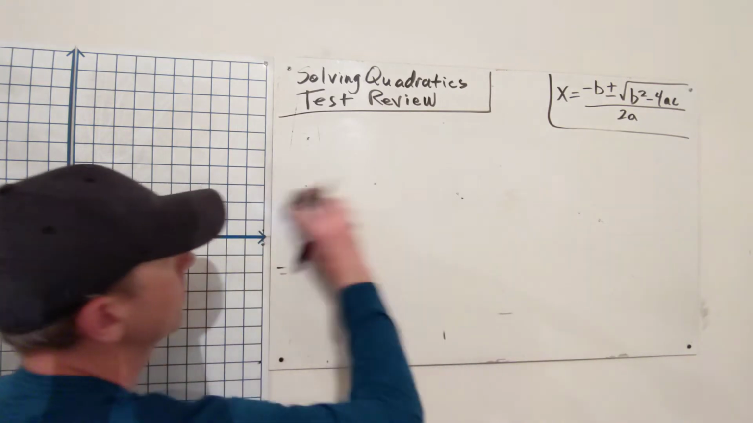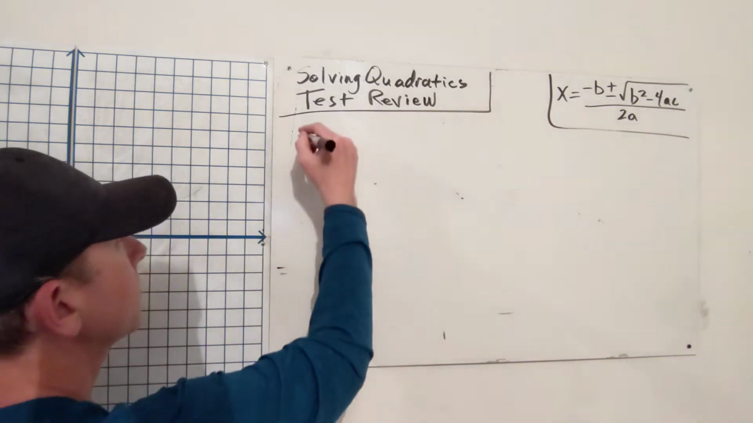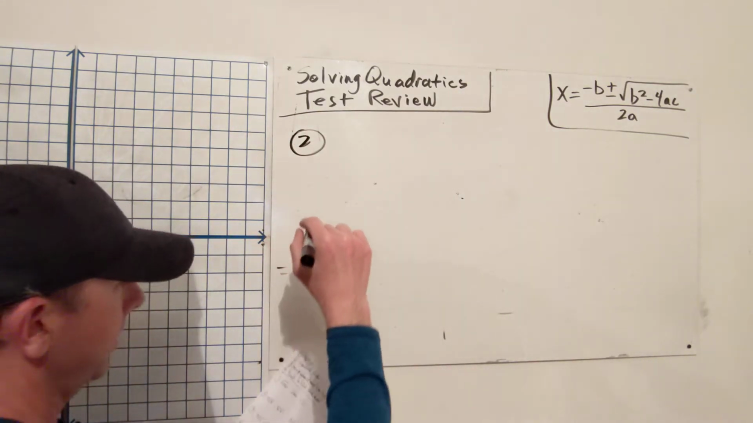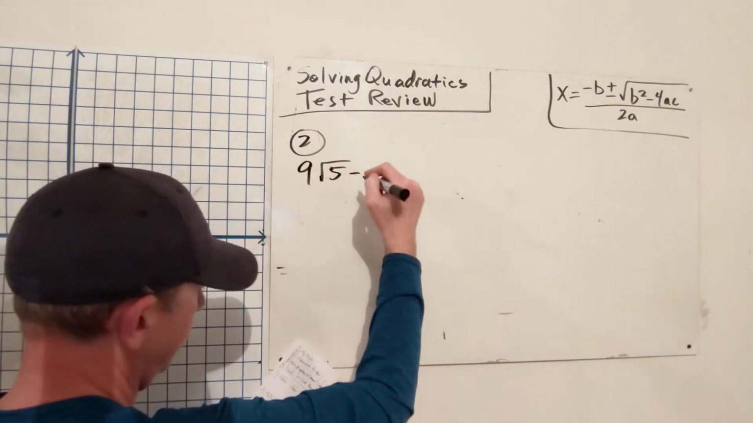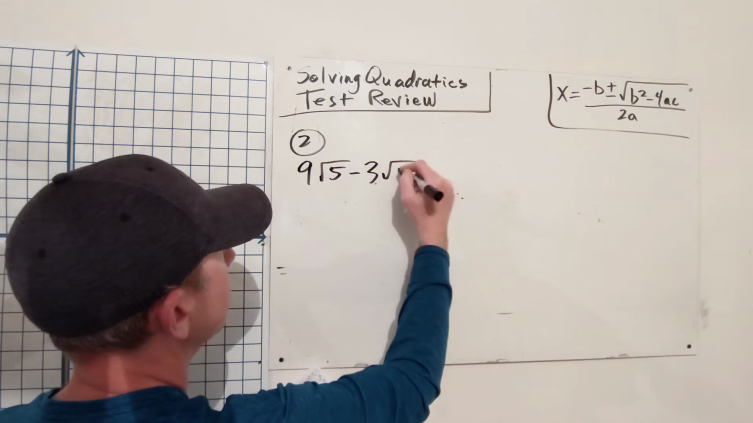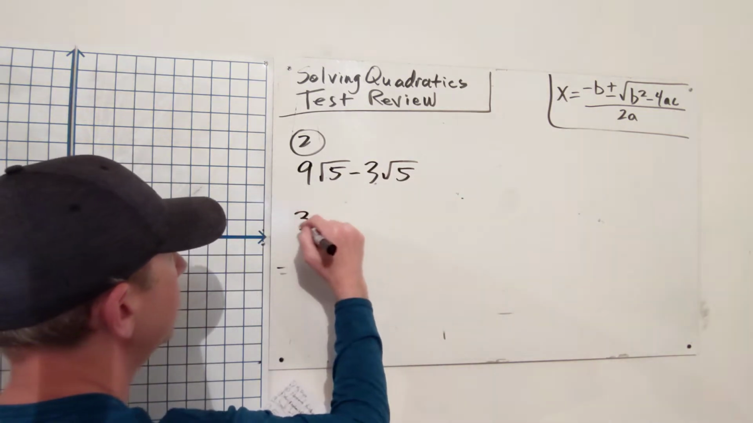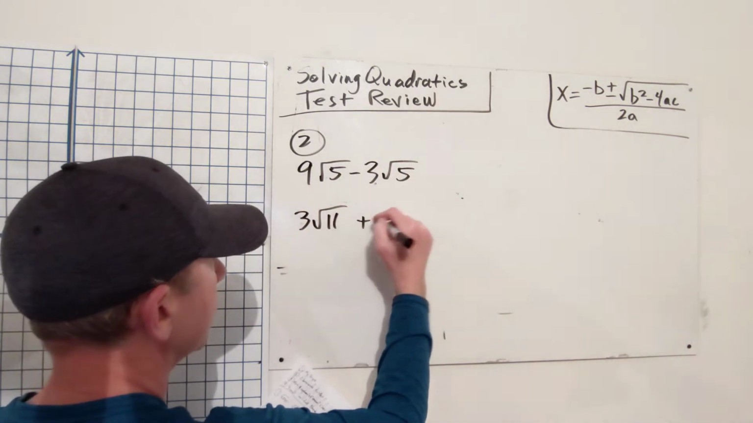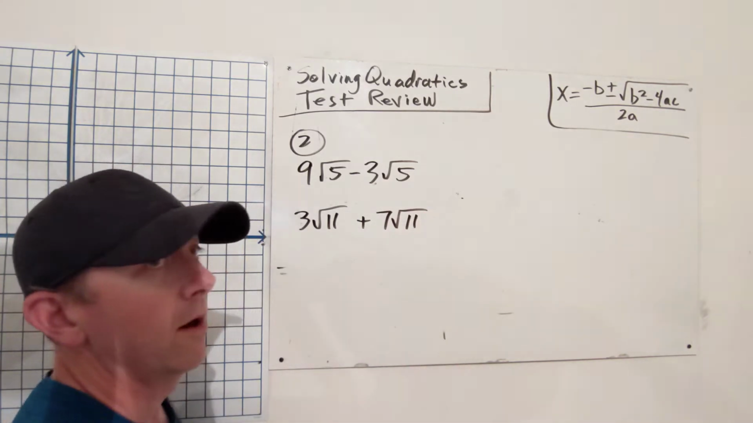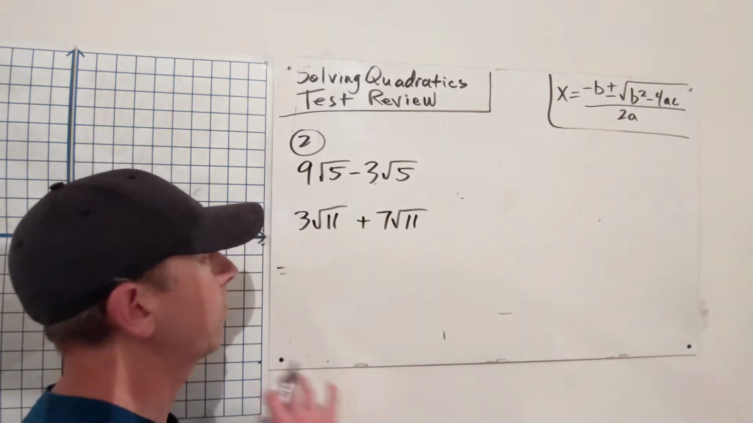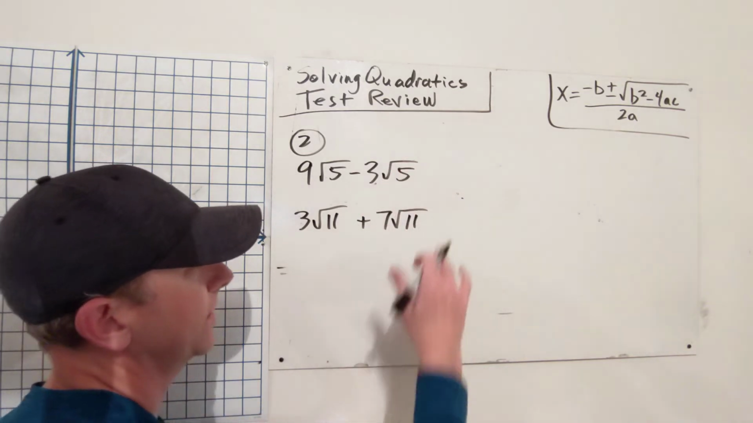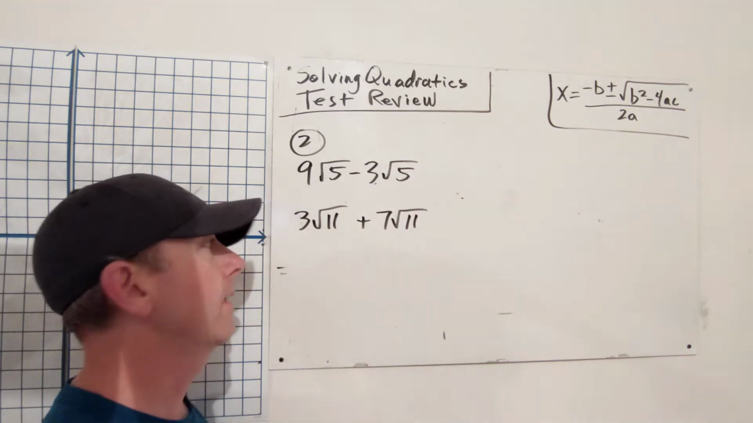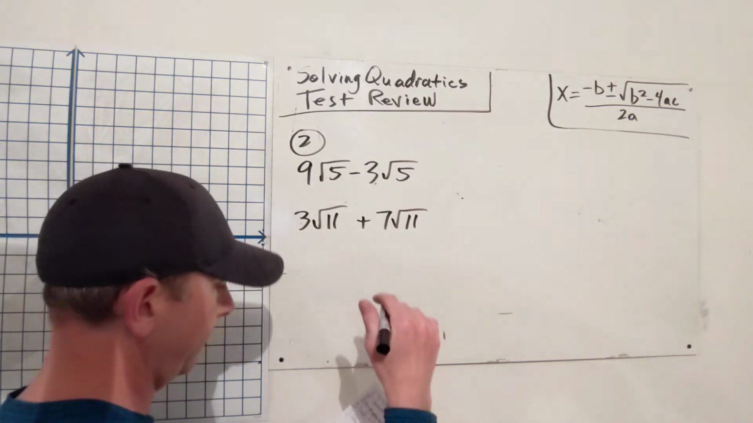So we'll keep moving here to number 2. This one is combining. This is basically combining like terms. 9 radical 5 minus 3 radical 5. That was one example. We had 3 radical 11 plus 7 radical 11. And I know on your review, you all had one of these. These were shuffled around, so some of you might have had this one, some of you might have had that one. I'm just going to show them all. That way you see some extra examples anyways to hopefully help your understanding.